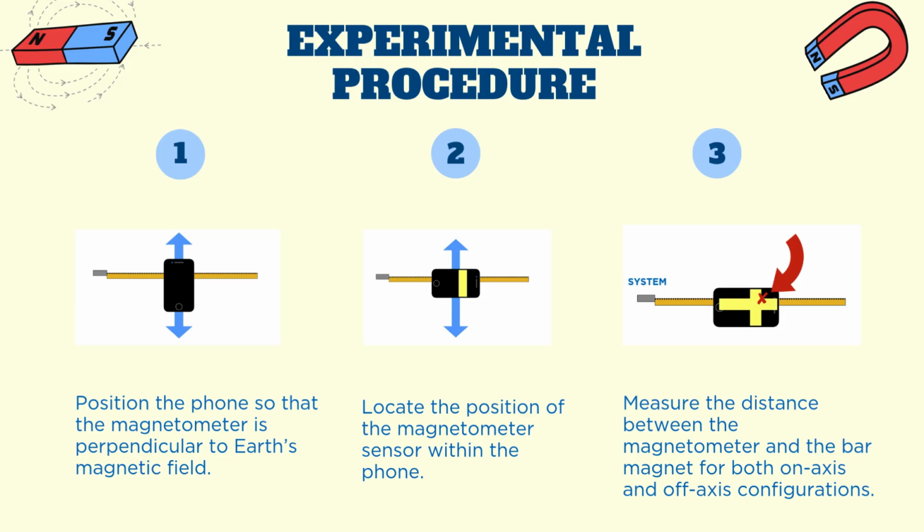Now let's get on to the experimental procedure. We positioned the phone so that the magnetometer is perpendicular to Earth's magnetic field in the beginning. And then after that, we located the position of the magnetometer sensor within the phone. And then lastly, we measured the distance between the magnetometer and the bar magnet for both on axis and off axis configurations.